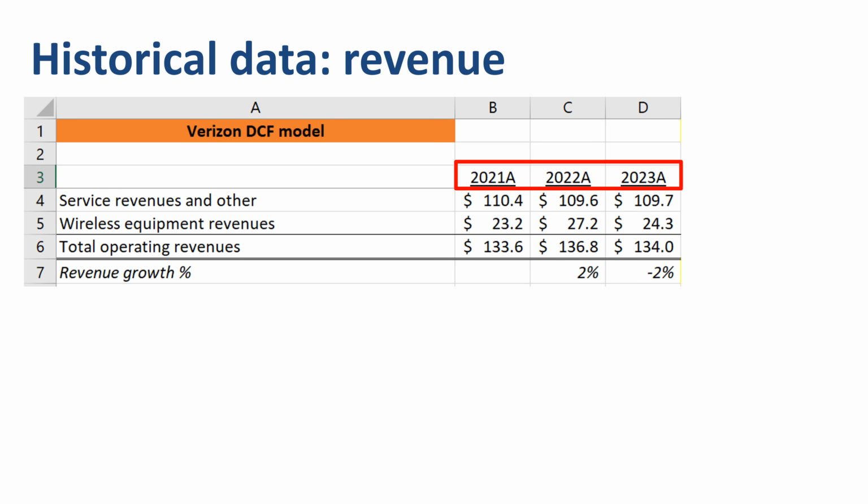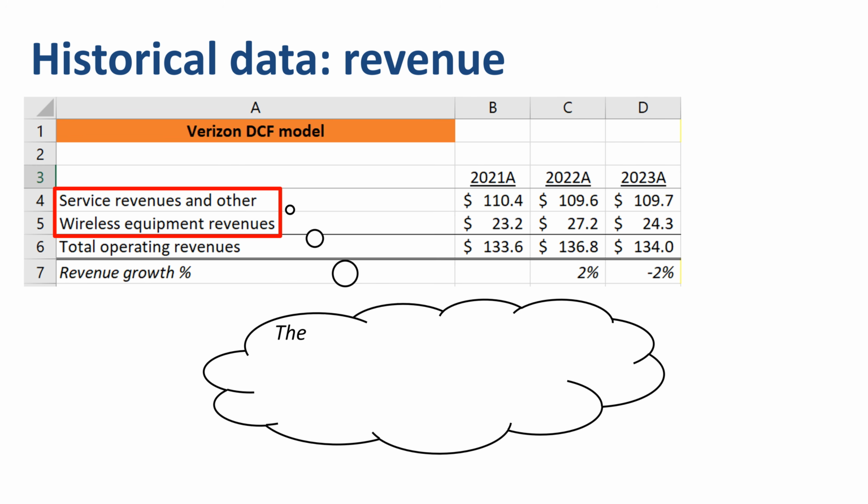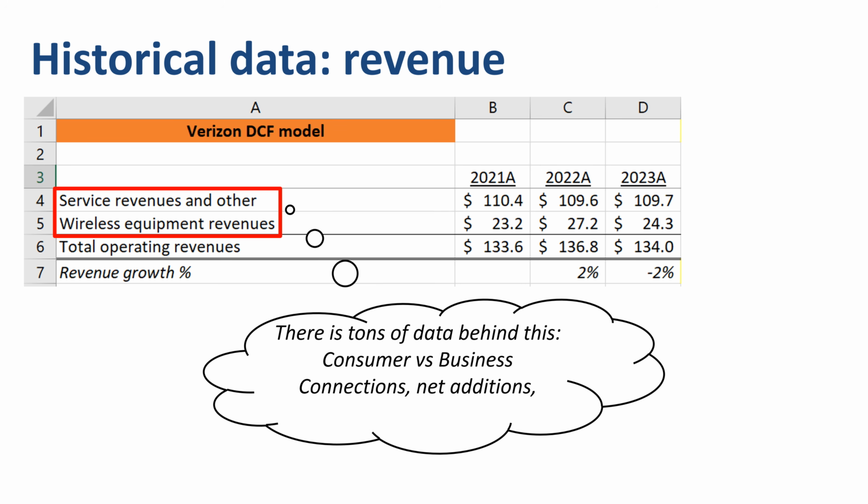The Verizon income statement for external reporting has 2 revenue lines, and I will follow that format in my discounted cash flow model. If you want to dive a lot deeper into revenue, you could follow Verizon's reportable segment structure of consumer versus business and go into a more granular level of data regarding connections, net additions, churn rate and account statistics. Be my guest.